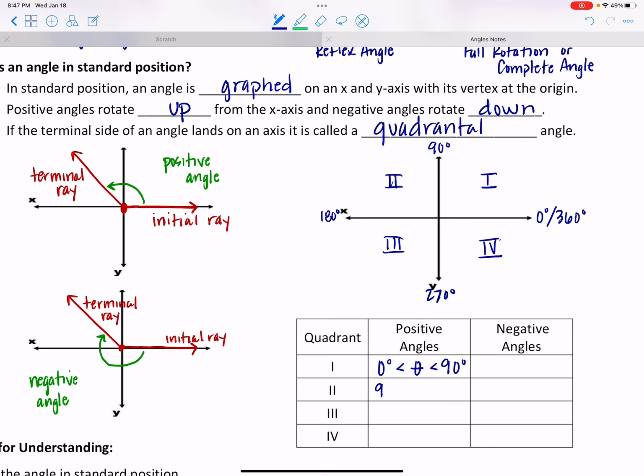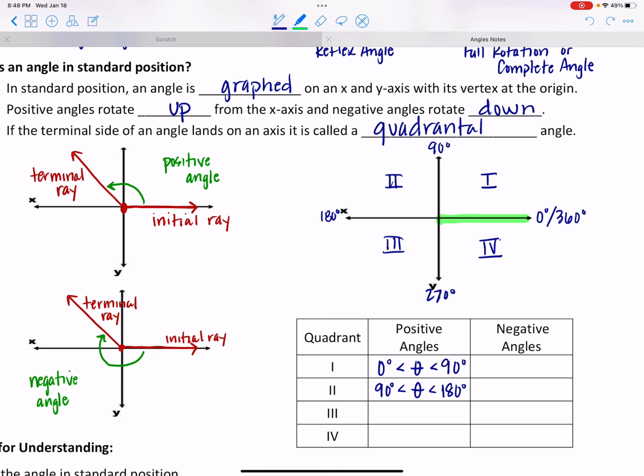So this is going to be 90 degrees less than theta, less than 180. We don't want to be equal, because if we were equal to 90, again, that's a right angle. If we were equal to 180, that would be a straight angle. If we land in quadrant 3, so if we have our initial side here and our terminal side lands here, then obviously we're going to be between 180 and 270.